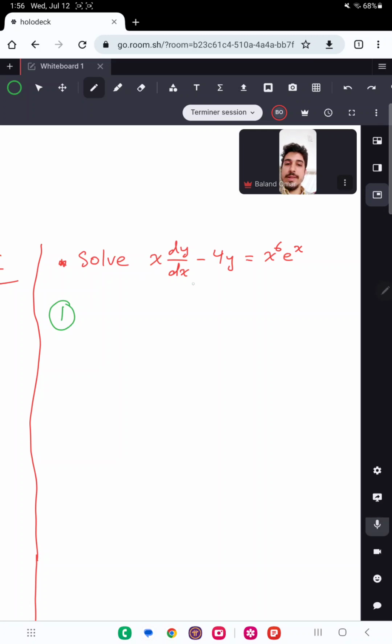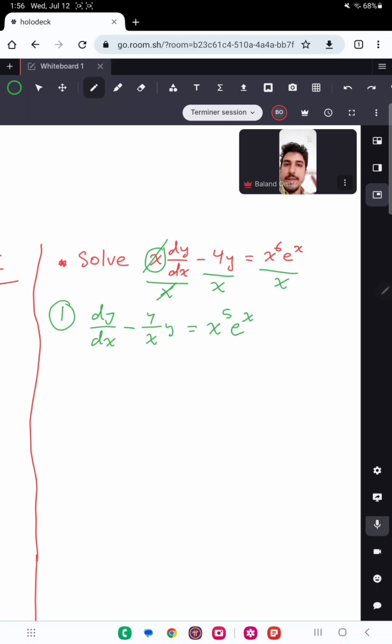Standard form means it's the same form as this, but the dy over dx term, I want nothing to have to do with it. Like the x here, I want to get rid of it somehow. So how do I do that? I divide by x. I divide by x to get rid of it. Now I have dy over dx minus 4 over x times y is equal to x to the power of 5, using the exponent rule.